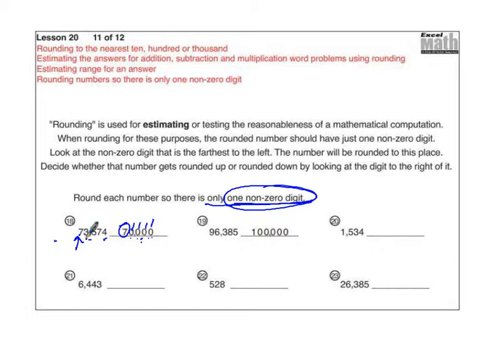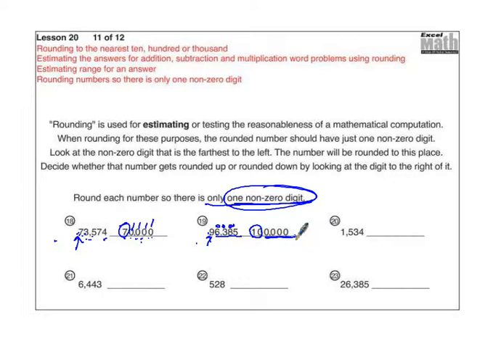7, look to the right. The 3 tells the 7 to stay where it is, so this becomes 70,000. The last digit on the left here is 9. We look to the right. The 6 tells the 9 to bump up. If the 9 bumps up, it becomes a 10, and then all the rest of these become zeros. So we have a 10 with 4 zeros after it, and the answer is 100,000.